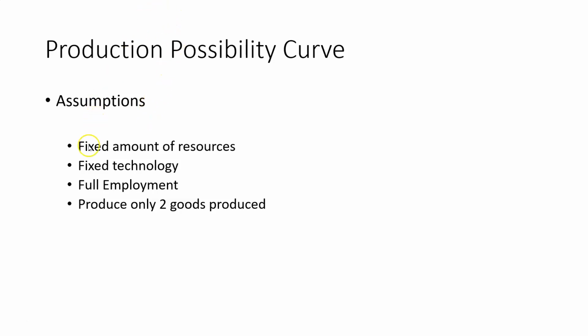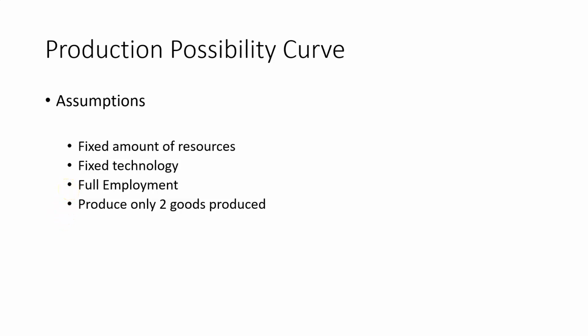First is that we have a fixed amount of resources. There's only so much land, labor, and capital. There's fixed technology, which means there's only one way to make a good. For example, if you're making pens, there's one pen technology. If you're making coffee, there's only one coffee technology. Now, obviously, the technology to make pens is not the same as the technology to make coffee, but there's only one pen technology and only one coffee technology.